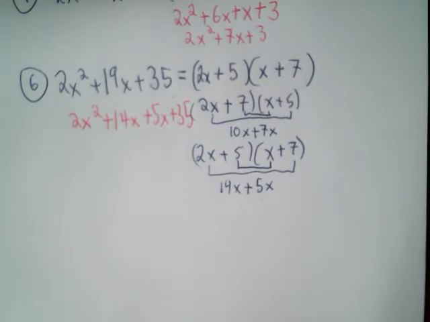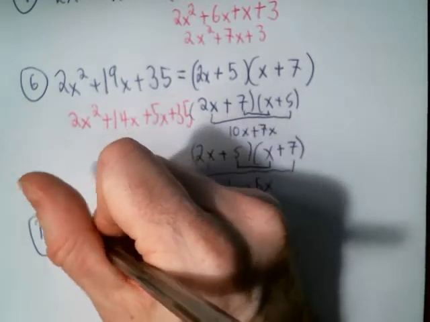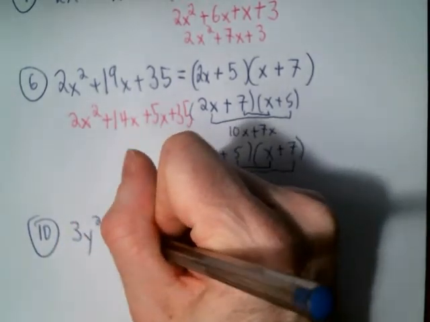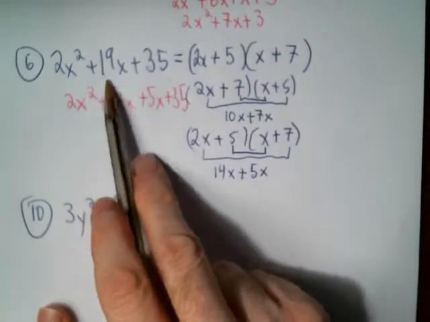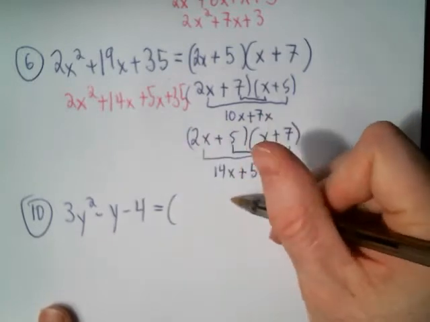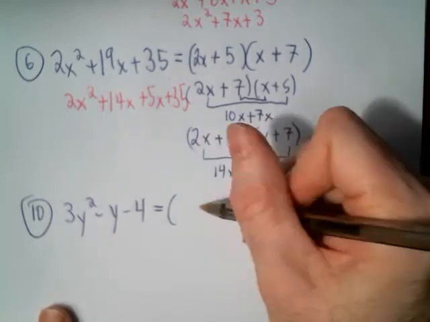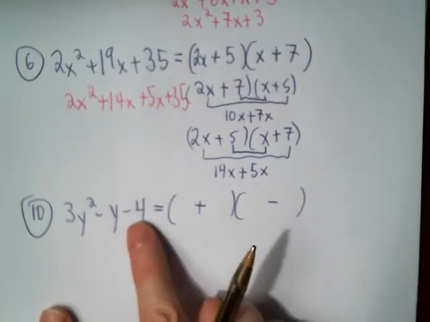Okay, let's try some with the different sign setup. So we'll have 3y squared minus y minus 4. Okay, so before we were doing plus pluses. Now we have a minus minus, and the sign setup for that scenario is plus minus.